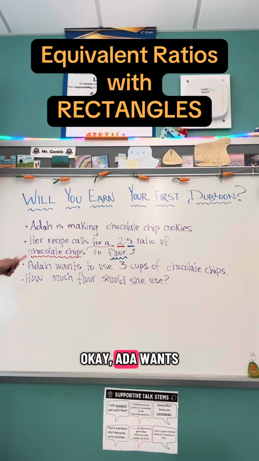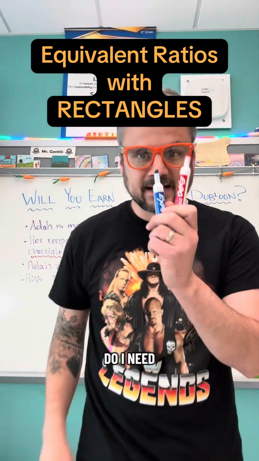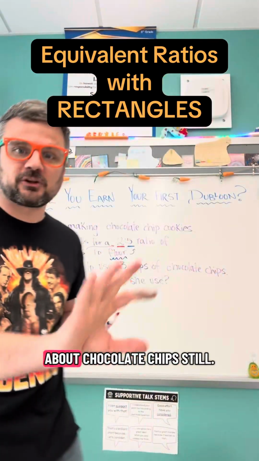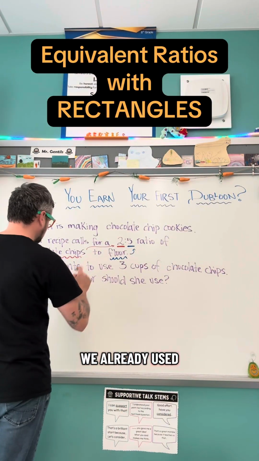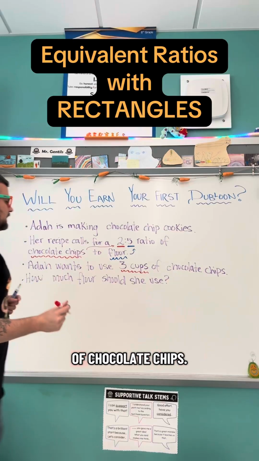Okay. Ada wants to use 3 cups of chocolate chips. Now we have a third number. Do I need a third color? No, because we're talking about chocolate chips still. We already used red for chocolate chips, so I'm going to underline that also in red.